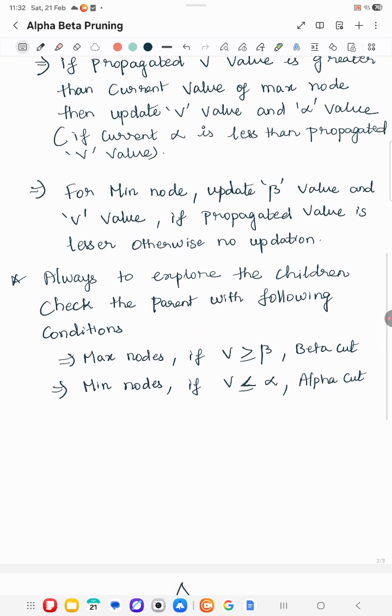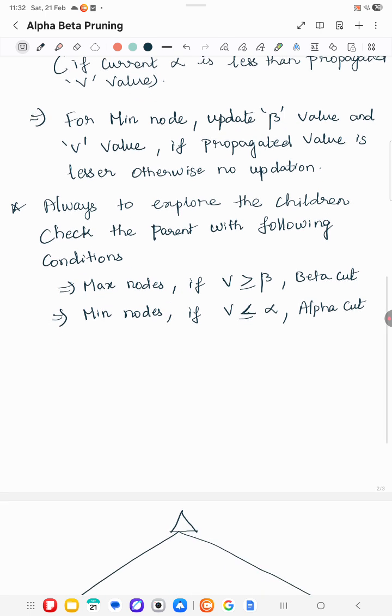Always, to explore the children, the parent should check two conditions. If it is a max node and v is greater than or equal to beta, you have a beta cut. You need not explore that child; you can just prune it. If the parent is a min node and its v value is less than or equal to alpha, you have to prune the branch, that is, you need not explore those children.